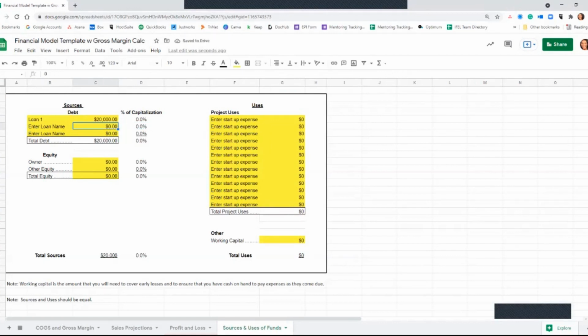Here, this equity, how much is the business owner going to be putting in? If it's zero, it's zero. If there's other equity, maybe a friend or family member is investing, oftentimes that is zero. It's whatever the loan is and their personal savings. And again, here, whatever the uses of capital will be, that's what you're putting over here. And I think that's it.